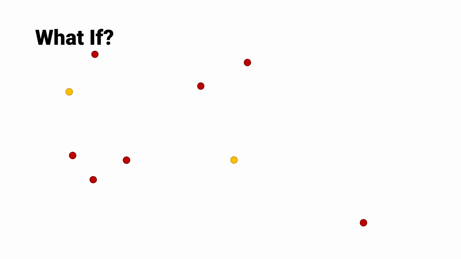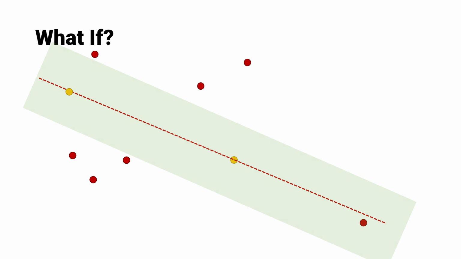So it's going to be these 2 yellow points which we have picked randomly. We are going to fit a line to this, and then we are going to draw a distance from this. In this particular case, it's going to look like a rectangle.